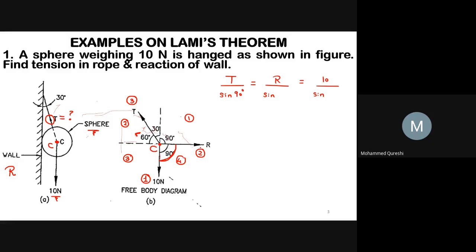So according to the sine rule, the R force is proportional to the sine of the angle between the other two. So the sine of the angle between the other two means this angle. So 60, and this will be 90. So 60 plus 90 degree, you will get 150 degree. And lastly, 10, this force, and the sine of the angle between the other two means this angle. So this will be 90 plus 30, which is 120 degree.